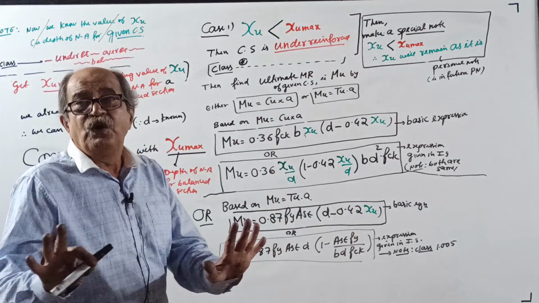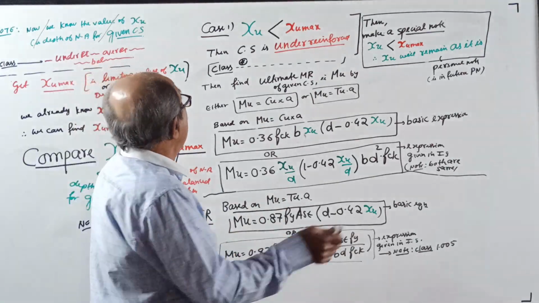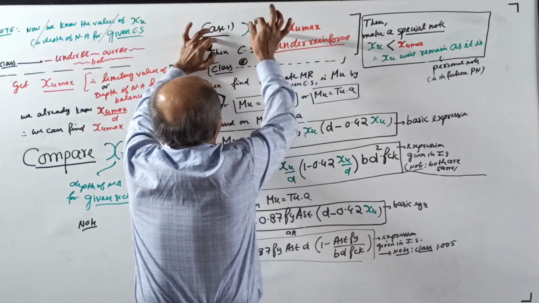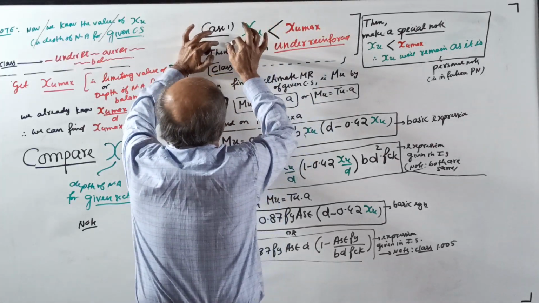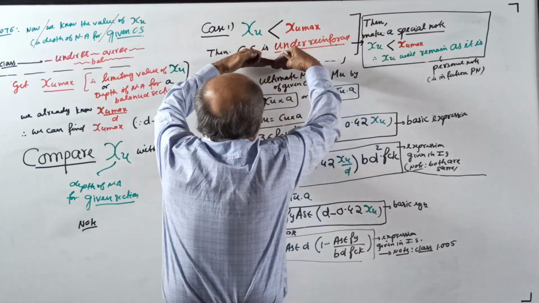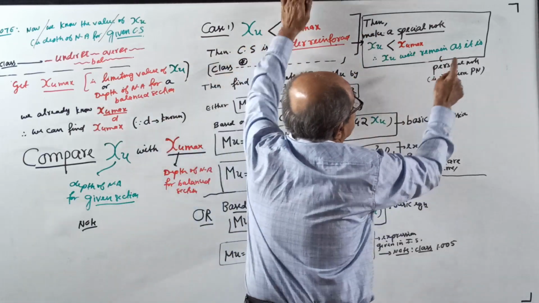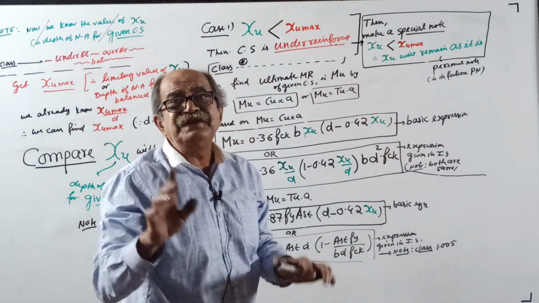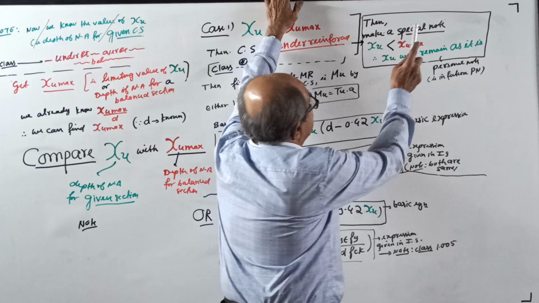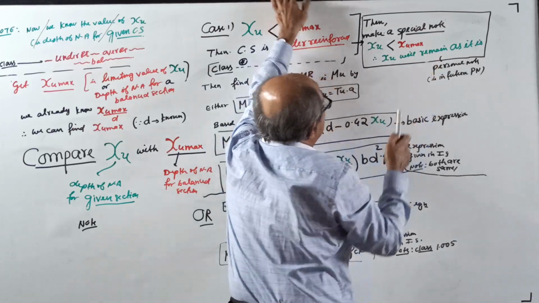Now, before that, one more thing is required. You write here, Xu less than Xu max, cross section is under-reinforced. Immediately, before proceeding further, you make a personal note. I will tell at the end of the class. Make a special note, which is a personal note.